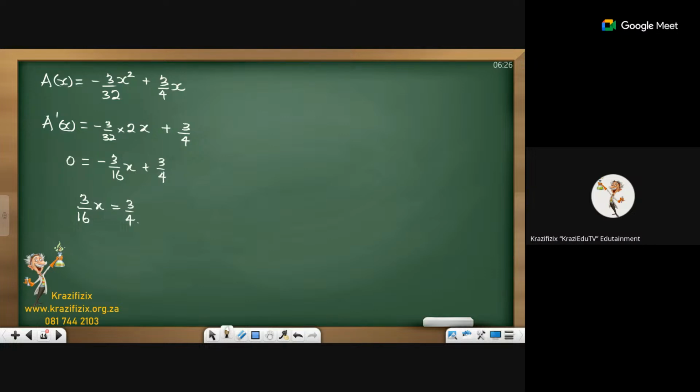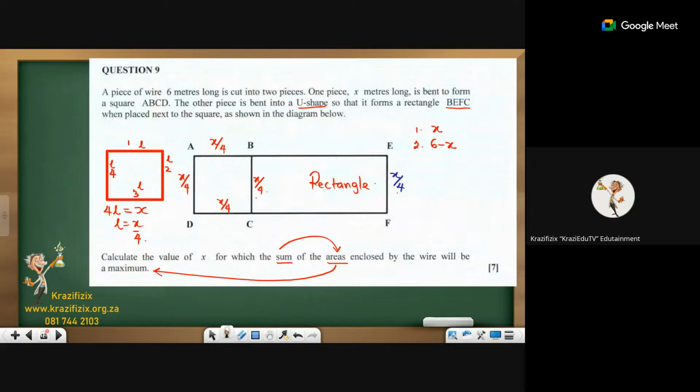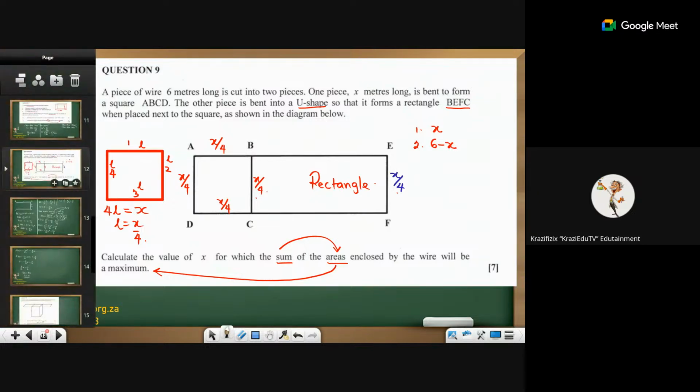What is comfortable for everyone? Guys, please enjoy this. Always go back to the question to confirm. We are calculating x. Is that okay? They ask you to calculate the maximum area. Then you throw the x back into the area, please, always, to get the value. I only have 2 minutes left.